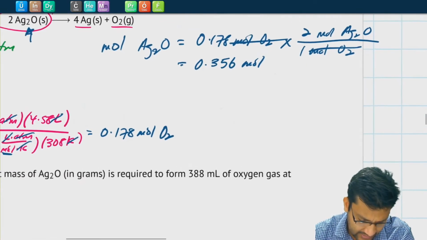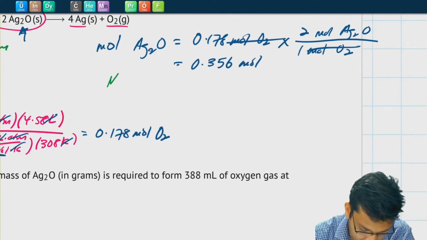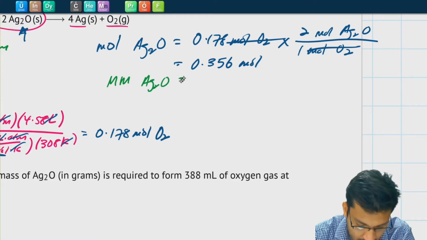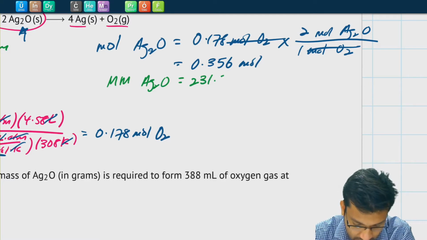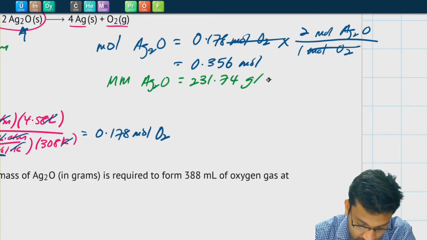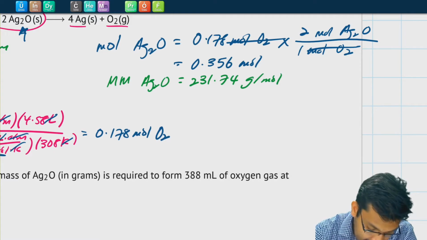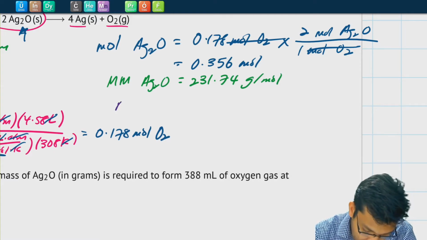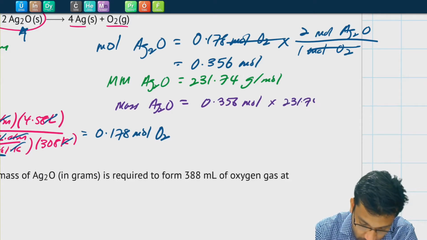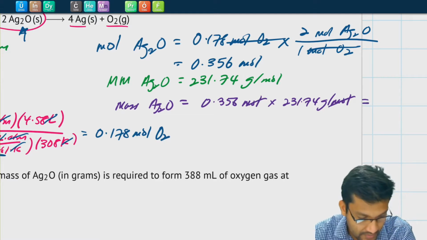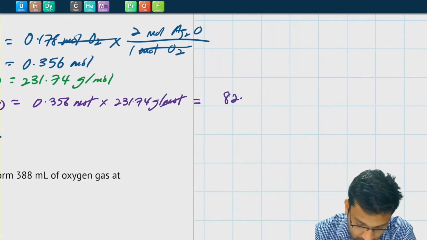Okay, now that we know the moles, they're asking for the mass. And we know how to do that easily, right? We just use the molar mass, so let's do that. The molar mass of Ag2O. I'm assuming that we all know how to do this very quickly now. It's 231.74 grams per mole. And so the mass of Ag2O will be the number of moles, 0.356 moles, multiplied by the molar mass, 231.74 grams per mole, such that moles cancel out, and we're left with a mass of 82.5 grams.